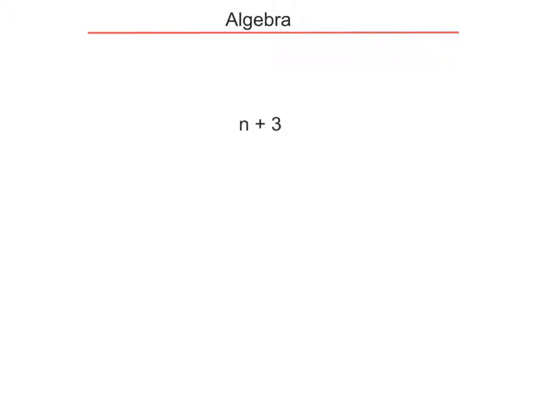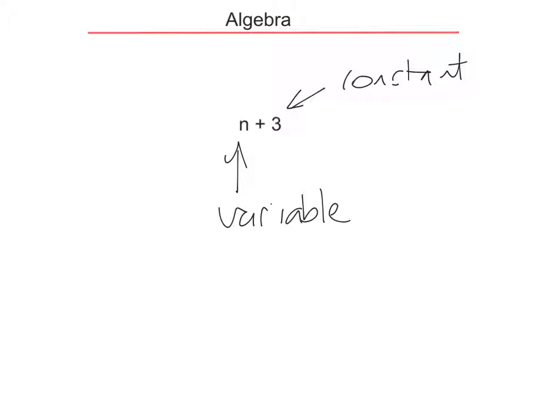In algebra, these 2 parts of an expression, the n and the 3, have names. The n is called a variable, and that's because it can vary or change. The 3 is called a constant because it can't change. It's always 3. Doesn't matter what you do, 3 is 3. But n can store or take the place of any number.